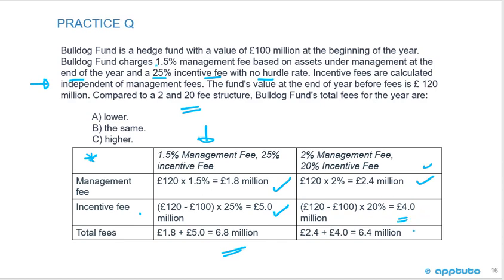4 plus 2.4 is 6.4. So you can see the correct answer is Bulldog's total fees for the year are C, higher. Compared to 2 and 20, they're going to be higher because 6.8 million is greater than 6.4 million.